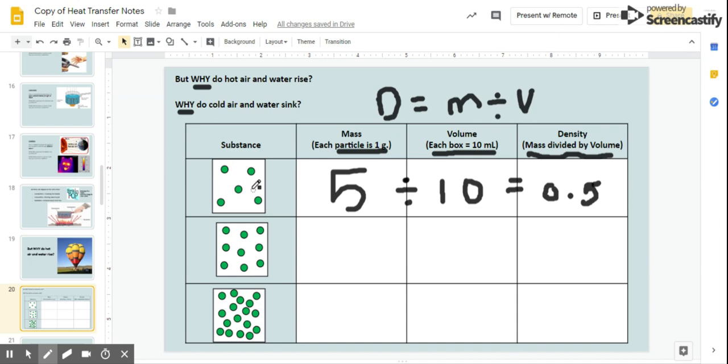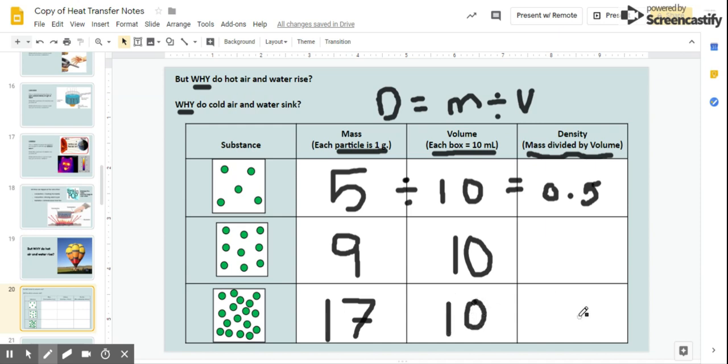Now, if you want to, you can pause it real quick and you can calculate the rest of these if you want. This one has 9 particles in it and it's got a volume of 10 milliliters. This one, oh, I don't even know how many there are in this one. 1, 2, 3, 4, 5, 6, 7, 8, 9, 10, 11, 12, 13, 14, 15, 16, 17. I just counted 17. I might have miscounted. If I miscount, you can count for me and count it right. But it's still the same box, 10 milliliters. So yeah, pause for a second and calculate these on your own. You can use your Chromebook's calculator, or you can use a handheld calculator if you want.